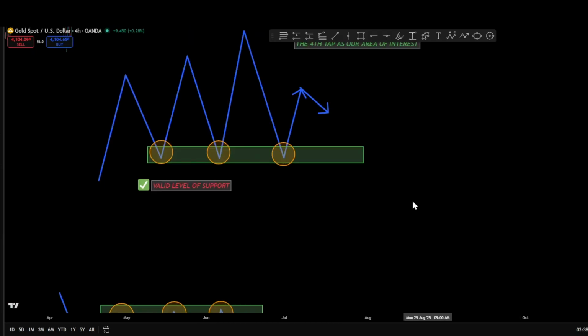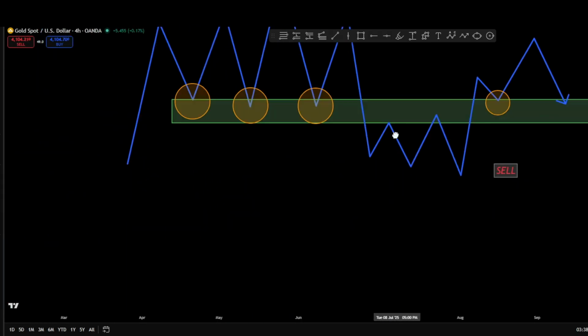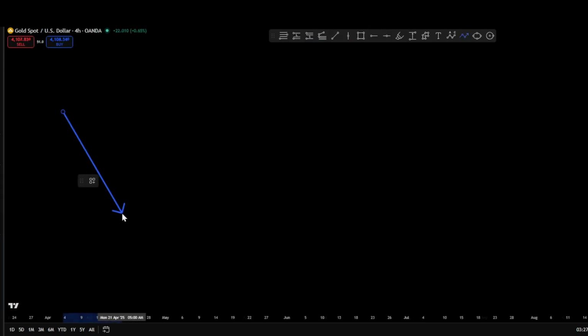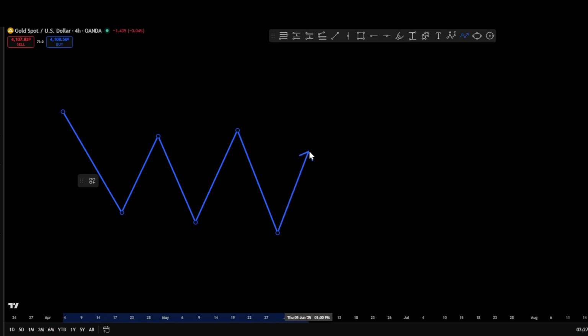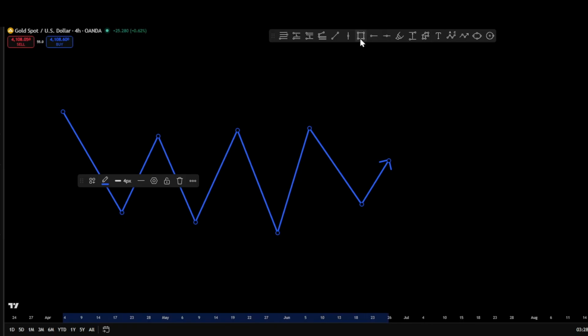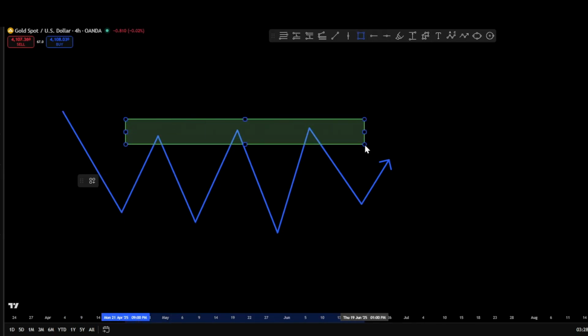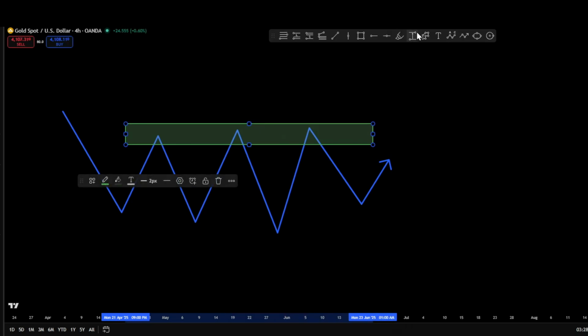So now I'm going to show you some examples of a strong level of support or resistance on the candlestick chart. Obviously, we're going to be trading on candlesticks. I was just showing you guys very simply what it is like on the line chart. So let me show you what it looks like on the charts. So this right here is what is considered a strong level of support and resistance.